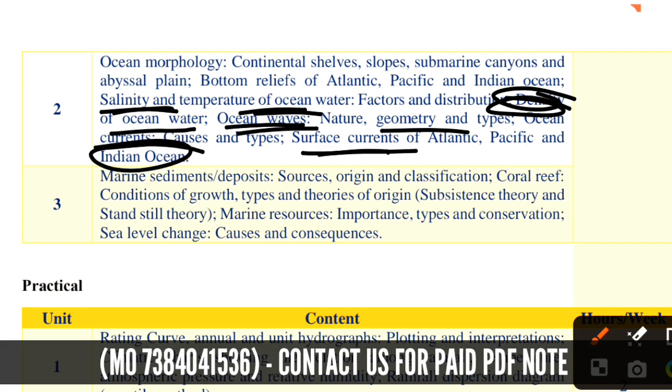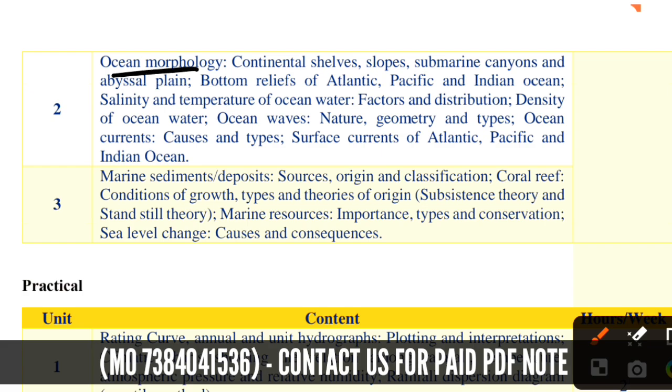Therefore unit 2 can be remembered in a simple sequence: ocean morphology, then bottom relief, then salinity, temperature, then density, then ocean waves, then ocean currents. If you follow this order, unit 2 will become much easier to prepare. Now let us move to unit 3.